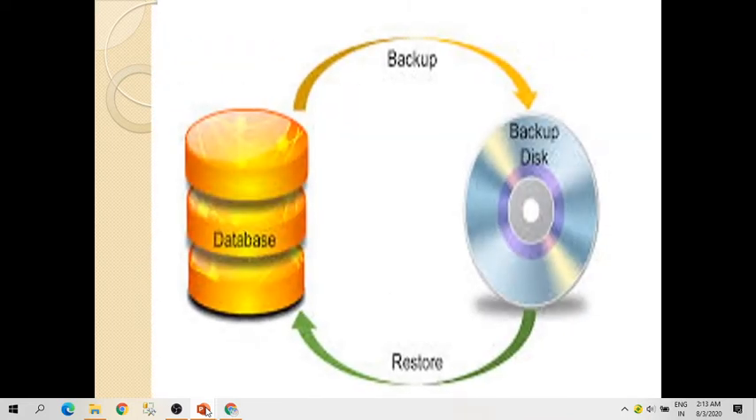Look at the diagram. If you look at this diagram, it will be more clear. See, the database itself is taking a backup, whether it may be a hard disk or a CD or anything, whatever is being connected, it will take automatically. Backup is being done, and when the system crashes and there is a requirement of a restore, it will restore.